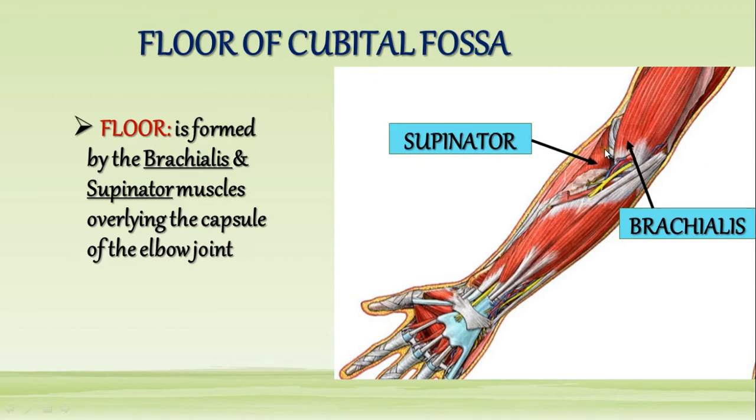So, we will repeat our boundaries. We said the cubital fossa is a triangular depressed area just anterior to the elbow joint. Superiorly, it is formed by an imaginary line between the two epicondyles of the humerus. Laterally, it is formed by the brachioradialis. Medially, it is formed by the pronator teres muscle. The floor of the fossa consists of two muscles, the supinator muscle and the brachialis muscle.